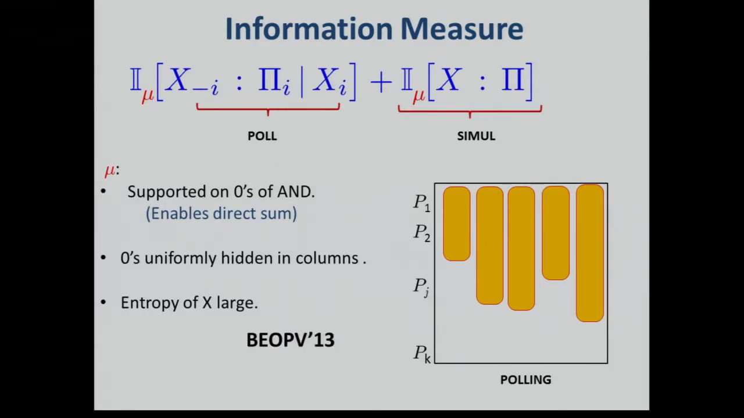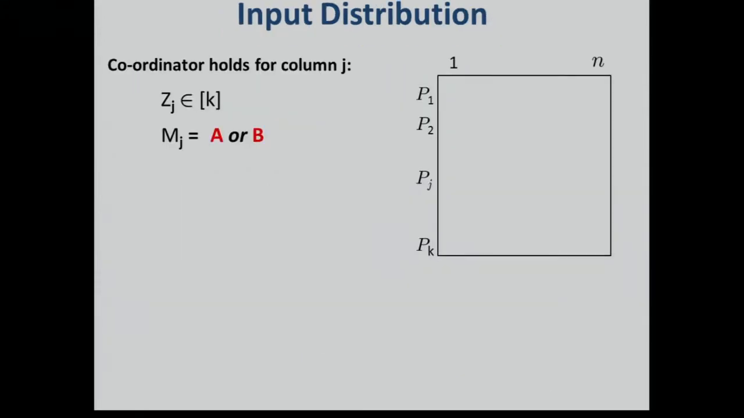So how do we do that? So we're going to look at the distribution that Braverman et al. came up with. So the input distribution is going to be the following. Now, the coordinator, it's going to be a convex combination of two distributions, one accounting for the polling protocol and the other accounting for the simultaneous protocol. So it will be switched, and this switch will be owned by the coordinator. It would be convenient to think of it in that way. So there will be two auxiliary random variables. One I'll call Zj and the other Mj, j for the column.